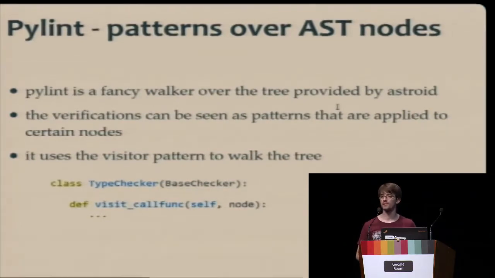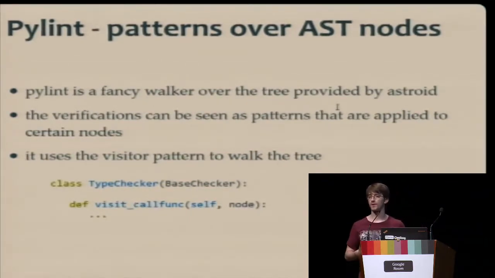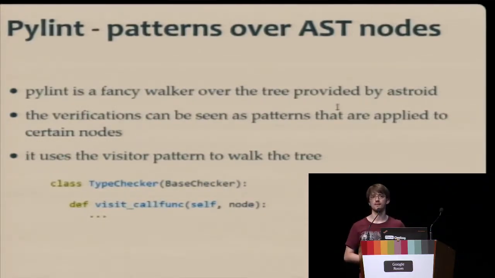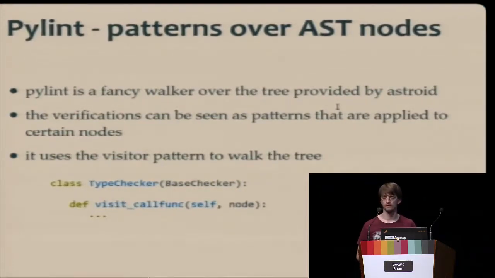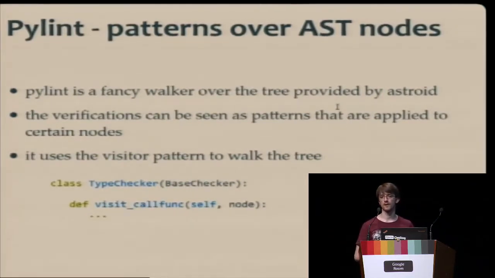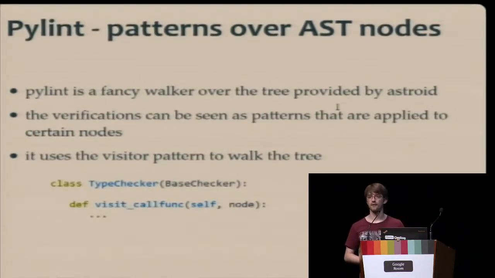Pylint is not so complicated. Asteroid is the most complicated thing. Basically, Pylint is like a fancy walker of the AST, and it has a couple of patterns, more than a couple, because Pylint can detect almost 180 types of errors or verifications. And basically, we are using the visitor pattern to visit each node, because that pattern really decouples your data structures from your algorithms.